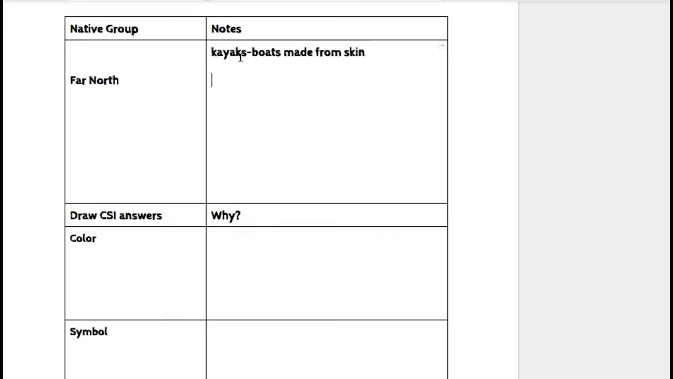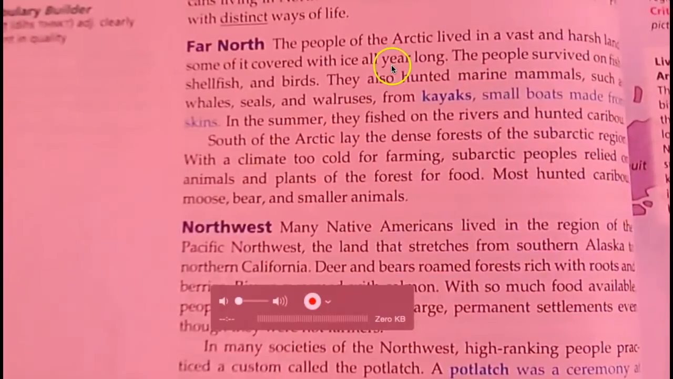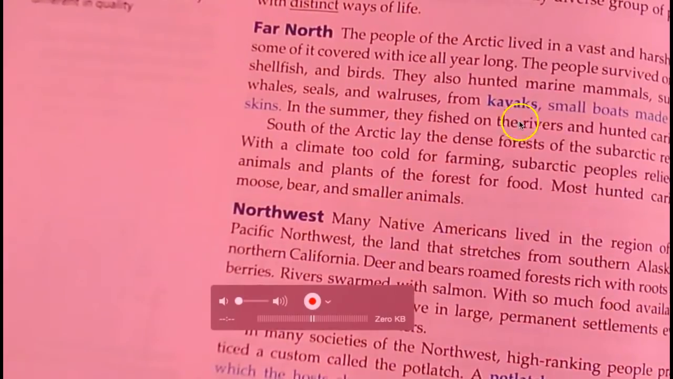And now we want to jot down some other important things that we read in that. There are lots of details that we should probably know. So it said the people of the Arctic live in a vast, harsh land, some of it covered with ice all year long. So that first sentence, probably we should write, we can bullet point it, lots of ice. We can go back and look.